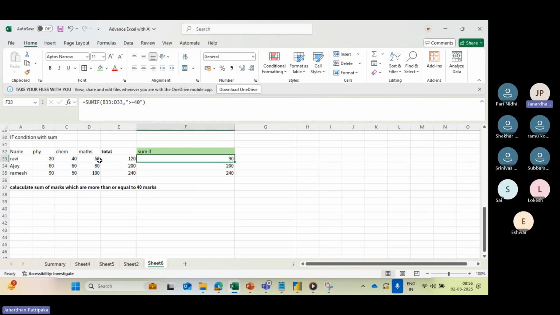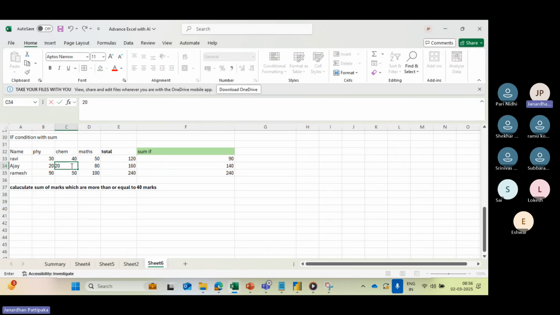So 50 is greater than 40, and 40 is equal to 40. 50 plus 40, 90, it will get. So it will add only 50 plus 40. It will not consider 30, because we have taken only greater than or equal to 40, and 30 is not. So this physics mark will not be added, because you have put a condition in the sum along with IF. Now here you will get 200 for everything. Why? All are greater than 40, 60, 60, 60. Everybody is greater than 40. But now I will change this to 20.